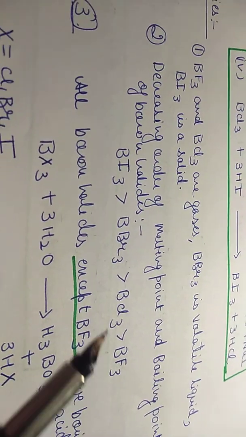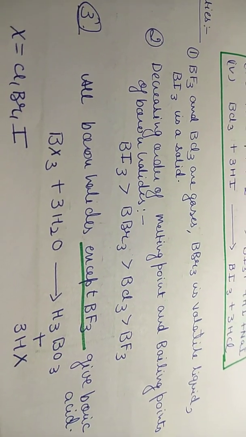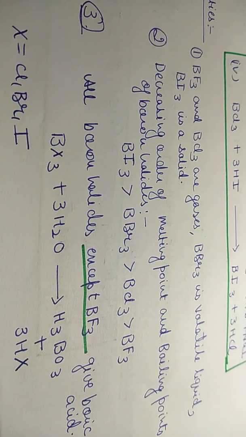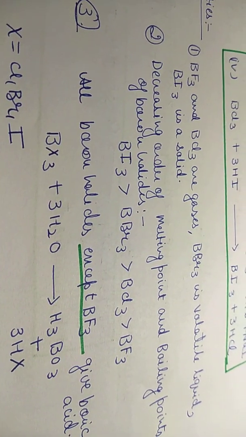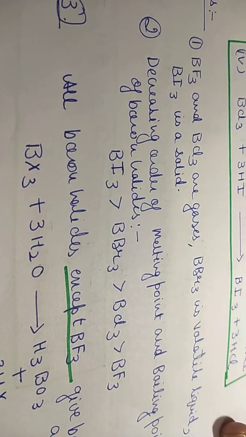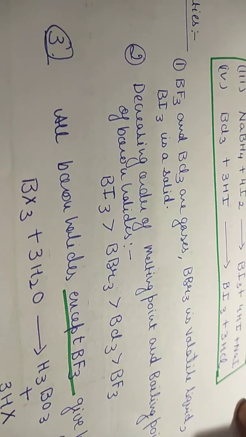Now all boron halides except BF3, leaving BF3, when they are treated with water, they give us boric acid and the corresponding halo acid. So except your BF3.